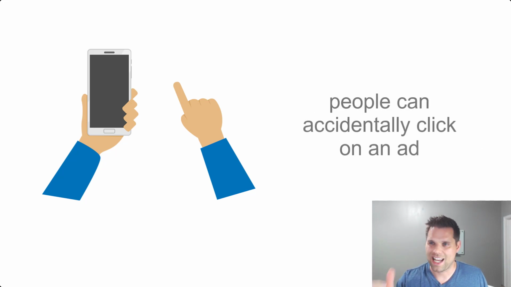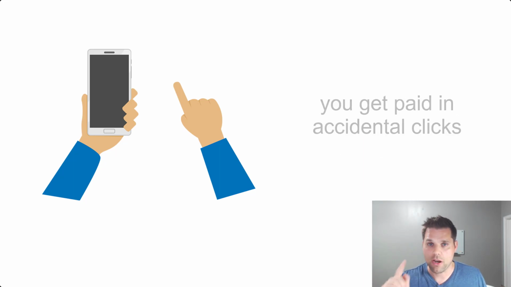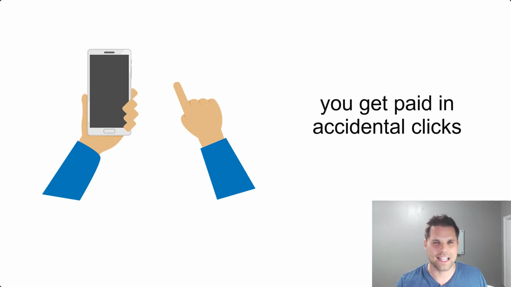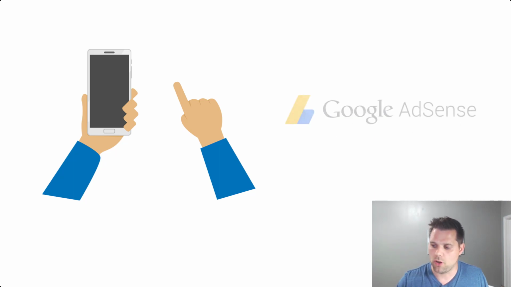You have to remember that people can accidentally click on an ad when they do that. They click and they think, oh shoot, I've got to go back. They click back, but you got paid. It's not a tricky thing, but it's something to realize that accidental clicks, especially on mobile, do exist. And also on mobile, with Google AdSense, they make the content look seamless with everything else that's on there.